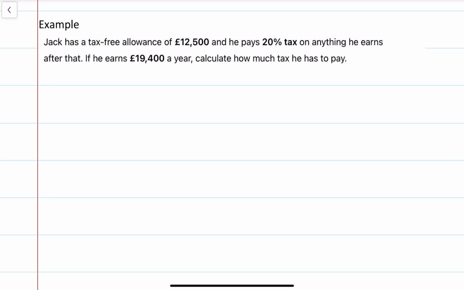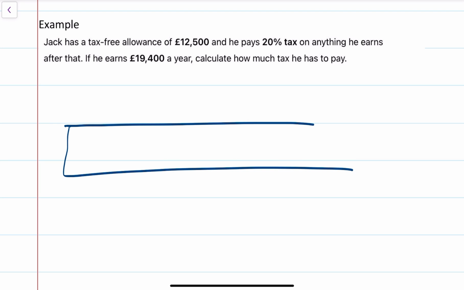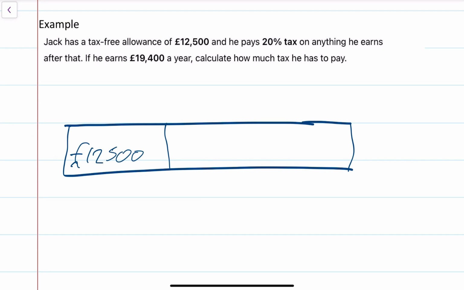He then pays 20% tax on anything he earns after that. He earns £19,400 a year. Calculate how much tax he has to pay every year. So the bar method, very simple. There's only two sections in this one. This first bit is his tax-free, so we just put in what that amount is. And then the next bit is his total, which was 19,400, minus his tax-free.